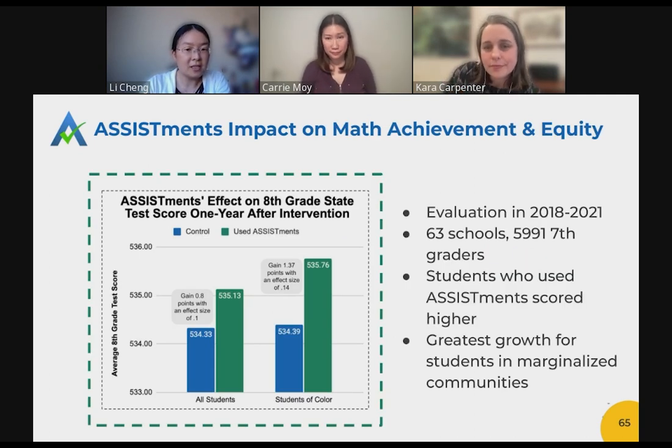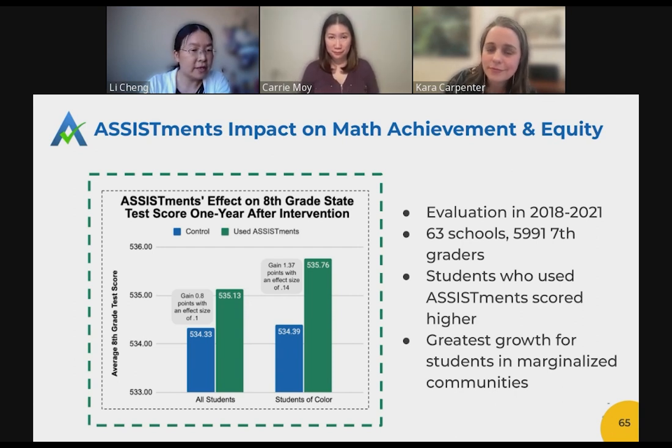ASSISTments not only has impact on students' math achievement, but also on equity. In a recent evaluation conducted from 2018 to 2021, with 63 schools and nearly 6,000 7th graders, to examine ASSISTments' impact, it was found that 1 year after the intervention, students who used ASSISTments scored significantly higher, and students in marginalized communities had the greatest growth in math learning compared to students who did not use ASSISTments.